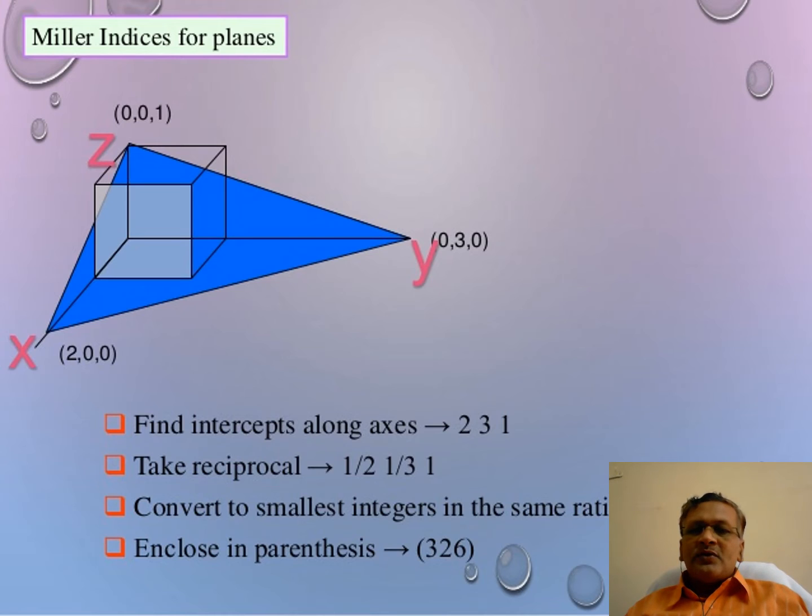1 by 2 multiplied by 6 becomes 3. 1 by 3 multiplied by 6 becomes 2. Then 1 multiplied by 6 becomes 6. Therefore 3, 2, 6 are the integers which are reciprocals of the intercepts made on the three rectangular axes. They are called Miller indices, represented by the letters h, k and l.